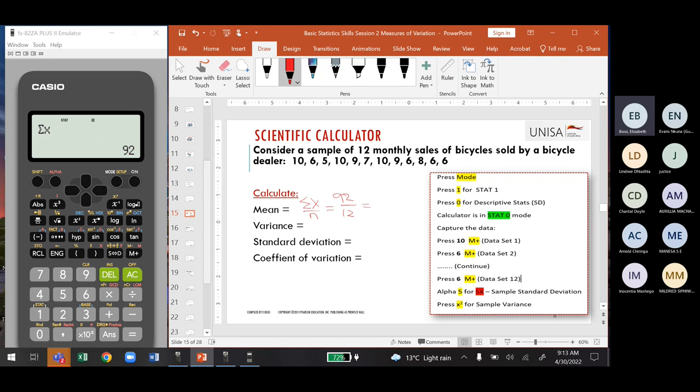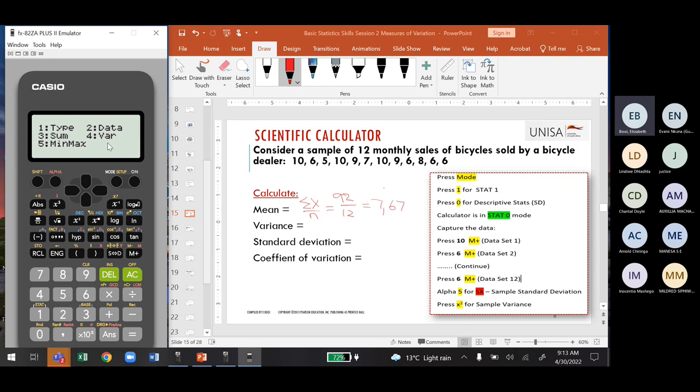And we can calculate that by, say, 92 divided by 12, which is equal to 7.67. You don't have to do it that way. So shift, stat. Remember, I showed you where to find the sum, which is just the summation, but number 4 will give you the variations.